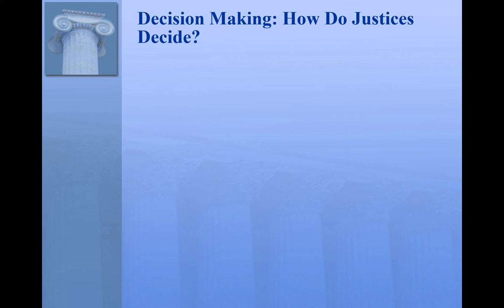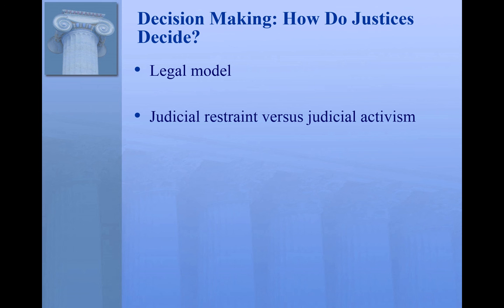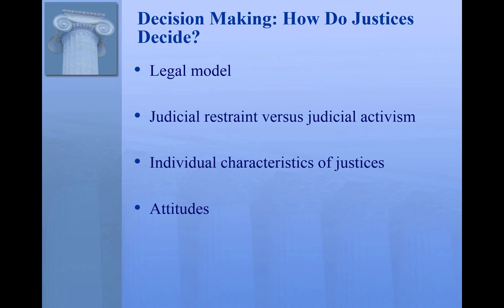If the court doesn't follow its own rules about the legal worthiness of cases, it decides to grant certiorari to some that don't have characteristics, and then it doesn't grant certiorari to those that do. What else determines whether it grants review? The text notes a number of factors, and these are the ones we will discuss. We'll discuss the legal model, judicial restraint versus judicial activism, individual characteristics of justices, and justices' attitudes. And the last one, of course, is strategy or strategic variables.